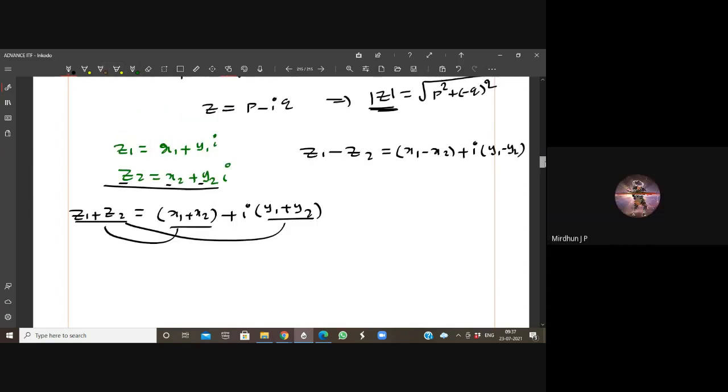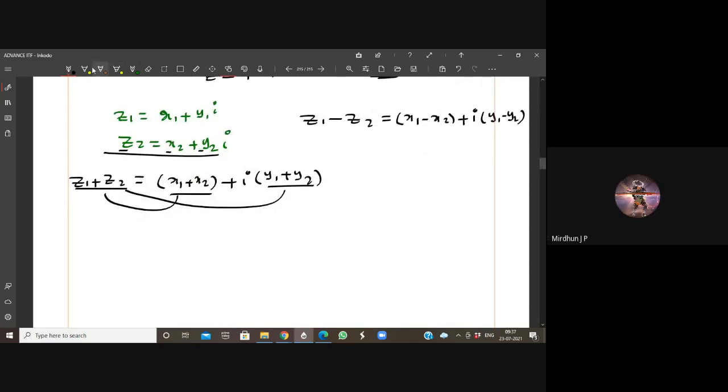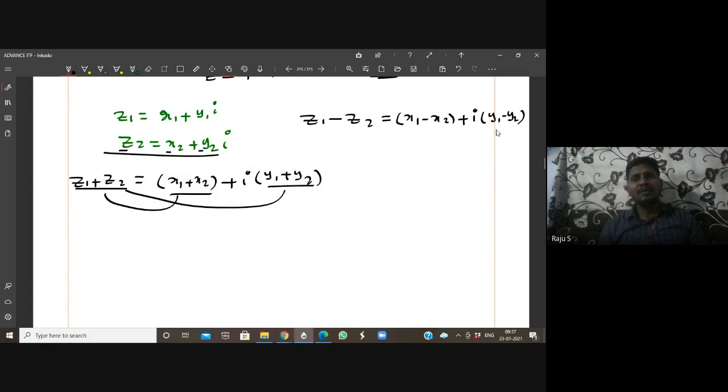Sir, I have a doubt. In the subtraction, can it be written as minus iota into y1 plus y2? No. How? When you take minus iota, it means y2 minus y1 you will get. Understood? Okay, sir.